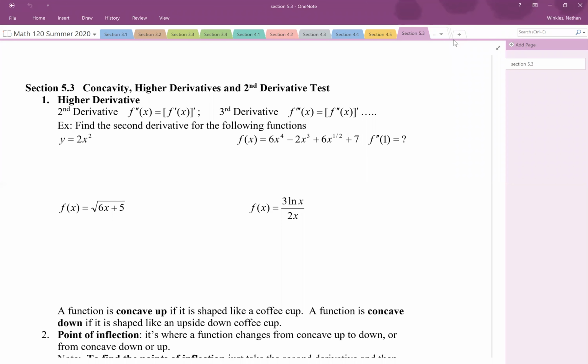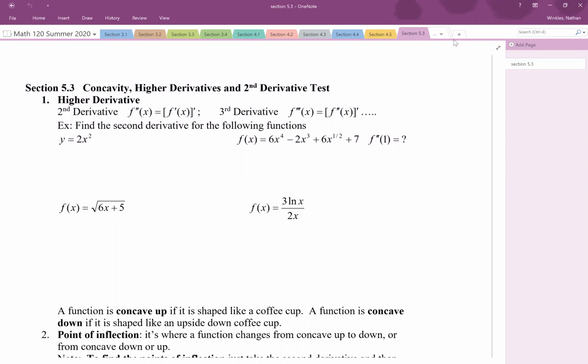All right, so for today's lesson, we're going to be talking about concavity, higher derivatives, and the second derivative test. All of these are just an extension of what we've been doing. We've been talking about the first derivative test, increasing, decreasing, relative max, relative min. All of that's been dealing with our first derivative. Now we're going to move on to stuff we can do with our second derivative, but it's just an extension of what we've been doing.